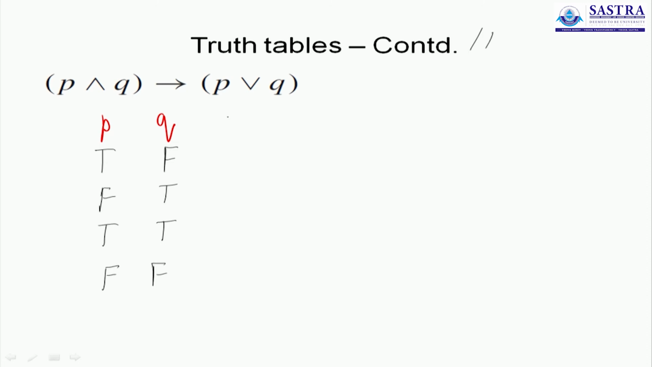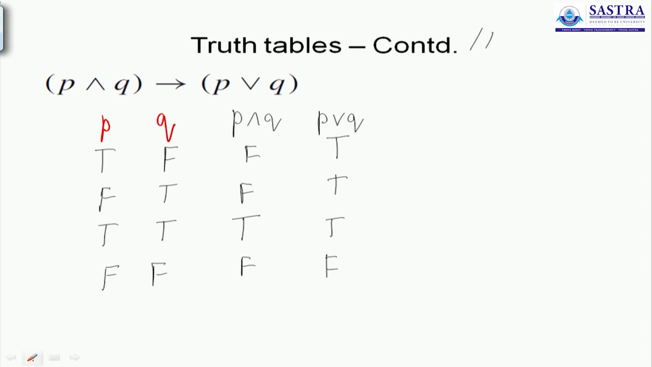Now what happens when you do a conjunction between them? You must be learning them pretty easily now. Only if both are true, the answer is true. In all other cases, it's false. What about the disjunction? It's false only when both are false. So it's false when both are false, and it's true in all other cases.